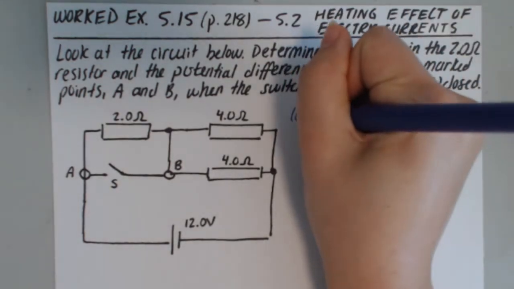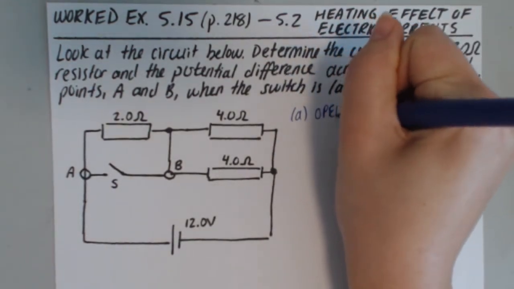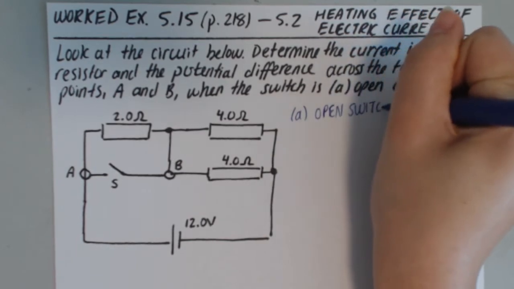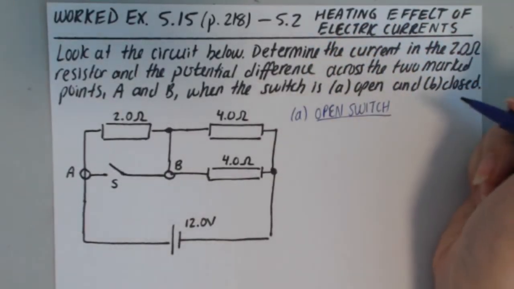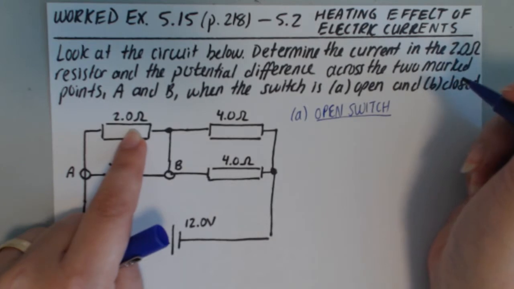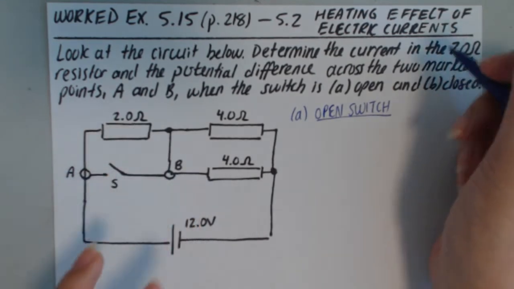So we have two scenarios, A open and B closed. In both these cases, we have to find the current here, and we have to find the potential difference across these 2 points.